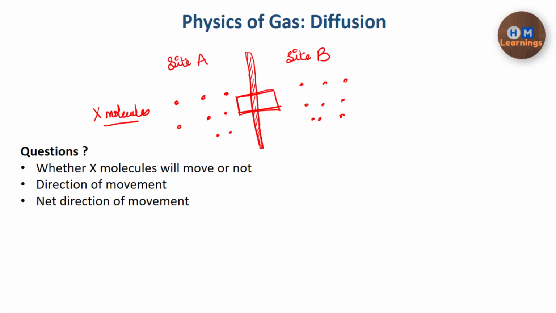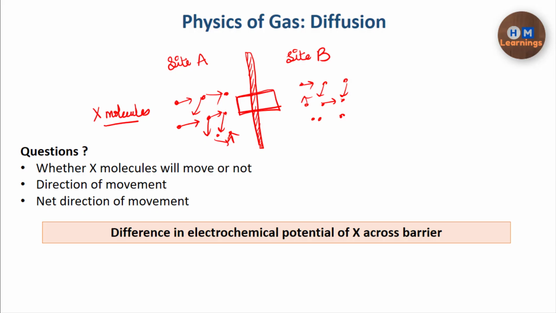Although when your barrier is closed, these molecules are going to exert random motion. They're exerting diffusion, motion in all the random directions. Similarly here. But if you open this gate of the barrier, what will happen? Whether they will move from here to here or not, or if they move, in which direction. The answer to this question can be given by something called the electrochemical potential of X. So we are talking about the X molecule. What is the factor which is going to decide whether the X molecules will move or not? That factor is termed as the electrochemical potential of X across a barrier.